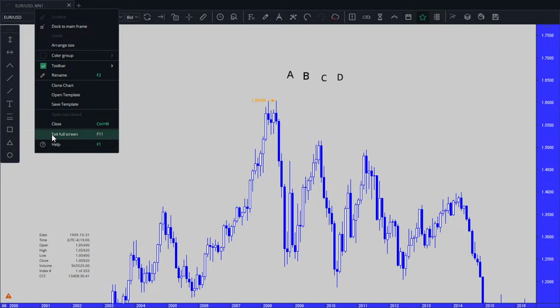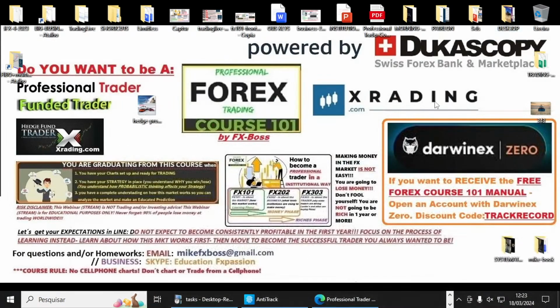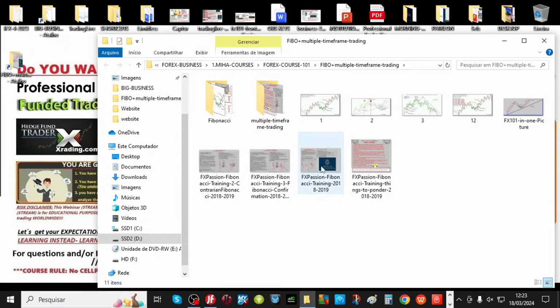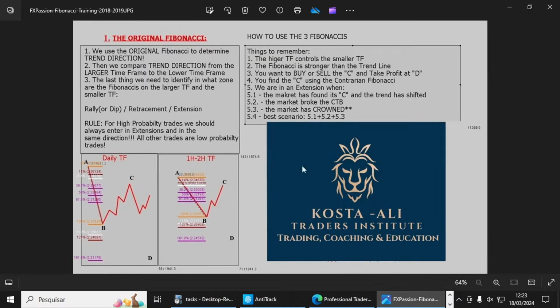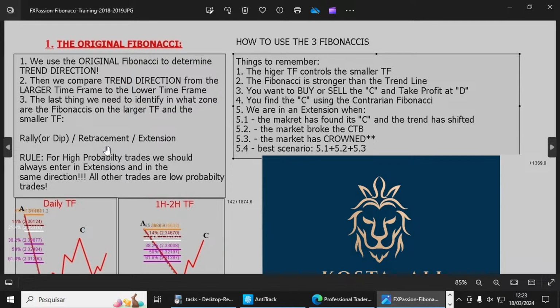Just quickly, where we have the Fibonacci. There you go. See in here? The original Fibonacci. We use the original Fibonacci to determine trend direction. Then we compare trend direction from the larger time frame to the lower time frame. The last thing we need to identify is in what zone the Fibonaccis are on the larger time frame and the smaller time frame.